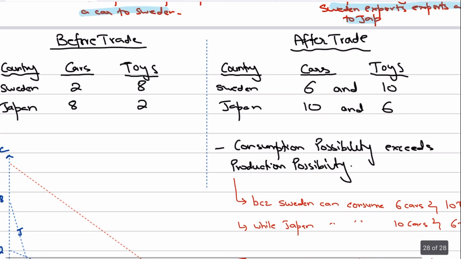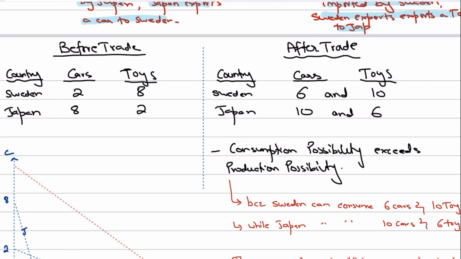and you compare it before trade, now Sweden can actually consume 10 toys. Before, it could produce and consume 8 toys, but now it can consume 10 toys, which means that it can consume 2 more toys, right? And previously, if it produced and consumed 8 toys, it could produce 0 cars. But now, with consuming 10 toys, it can also consume 10 cars. So Sweden is definitely better off than before.